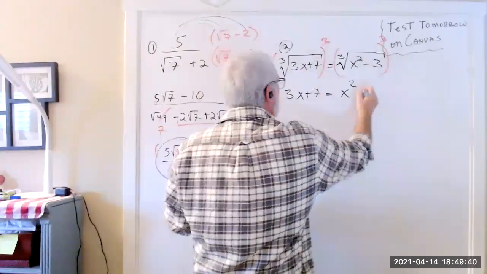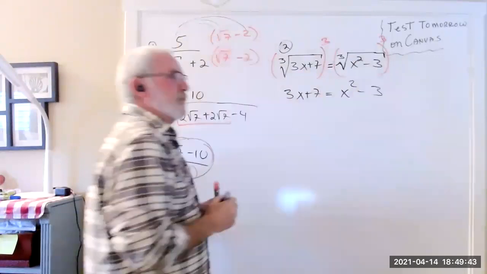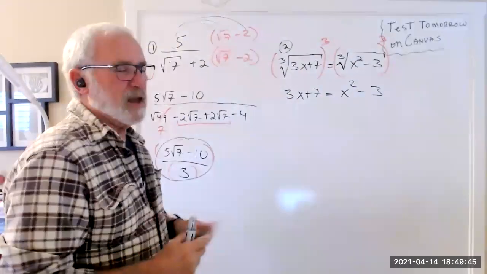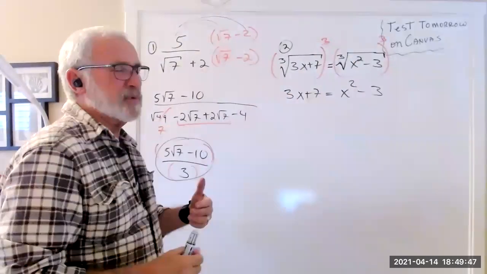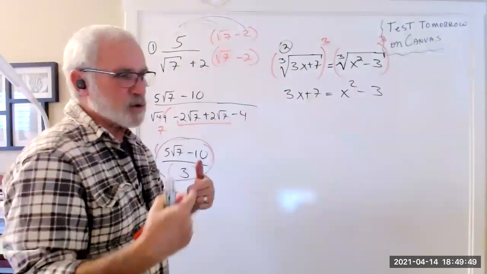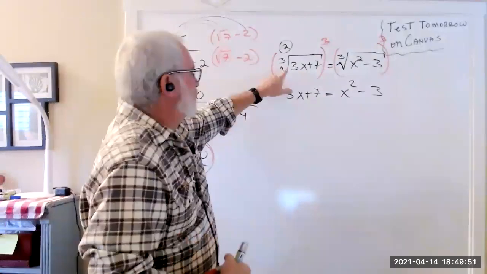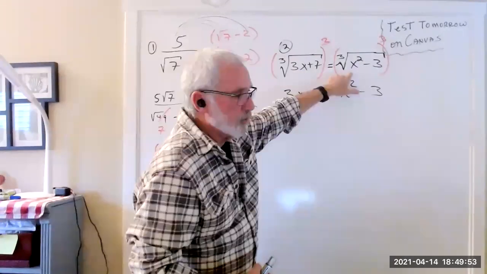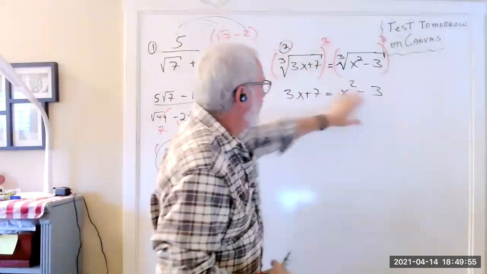Last night on the quiz, I can't tell you it was number 10 because the problems got scrambled up, but there was a problem that was a square root equals a square root. And all you did is square both sides and that killed the square roots. And then you work with this problem.